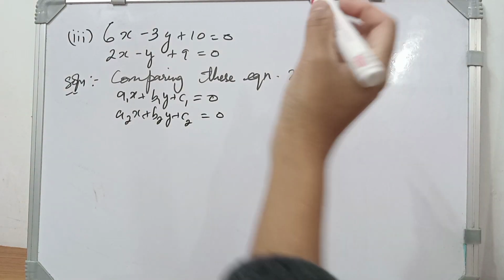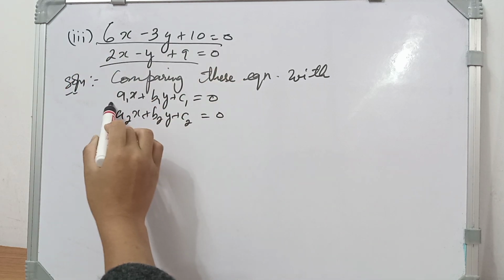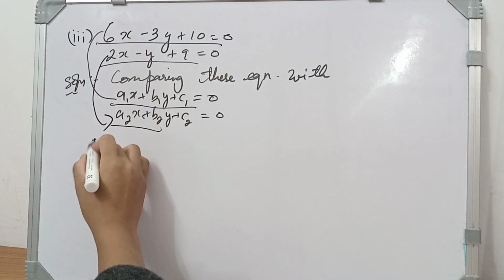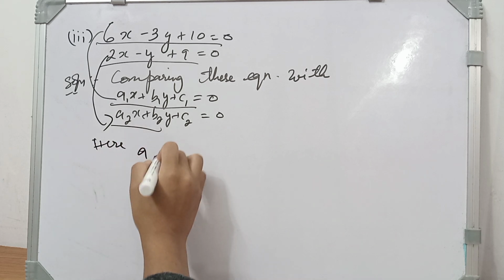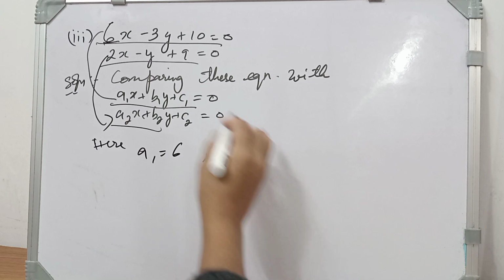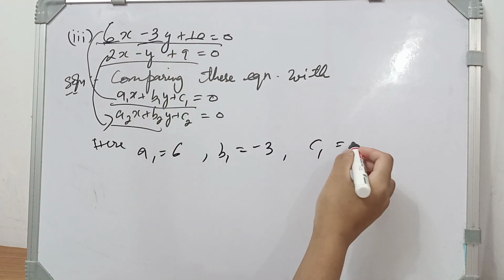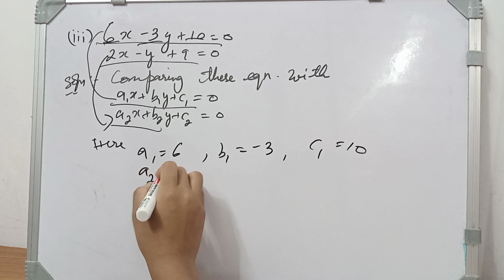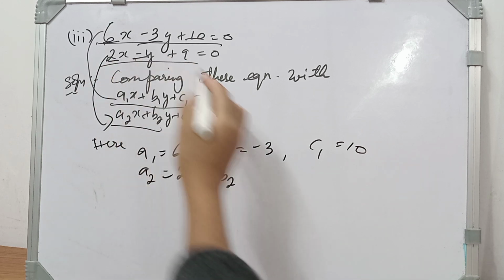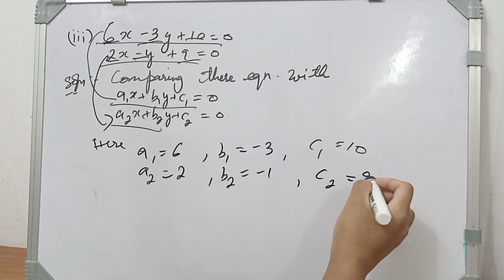Okay, now comparing the next equation with the general form. Here a1, the coefficient of x, is 6. b1, the coefficient of y, is minus 3. c1, the constant, is 10. Then a2 is equal to 2, b2 is minus 1, and c2 is 9.